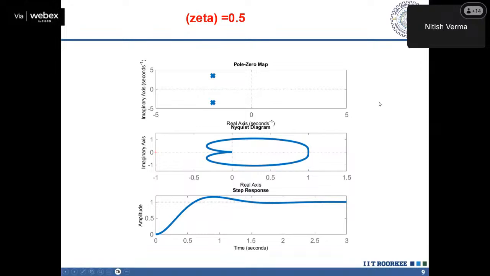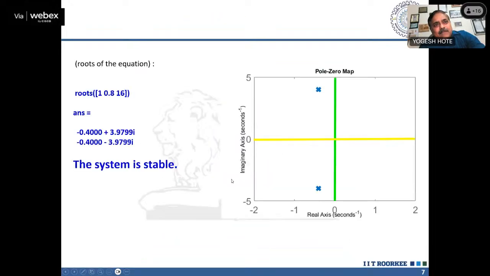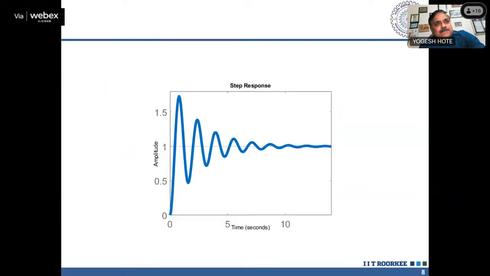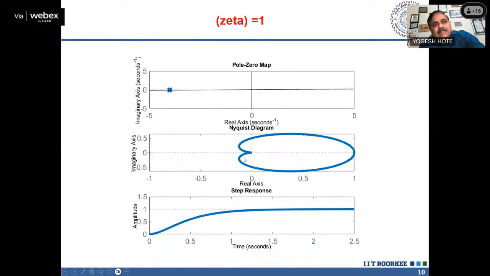Okay. So you can see the shape on the left hand side. Please see this shape, zeta equal to 0.5 and zeta equal to 1. So what Nitish is saying is that this bulging portion is moving towards the imaginary axis. Is it correct, Nitish? Yes, sir.